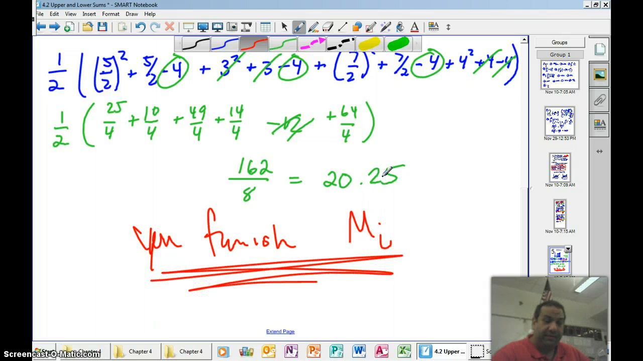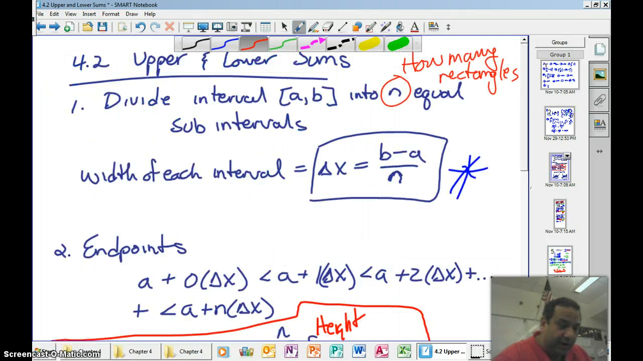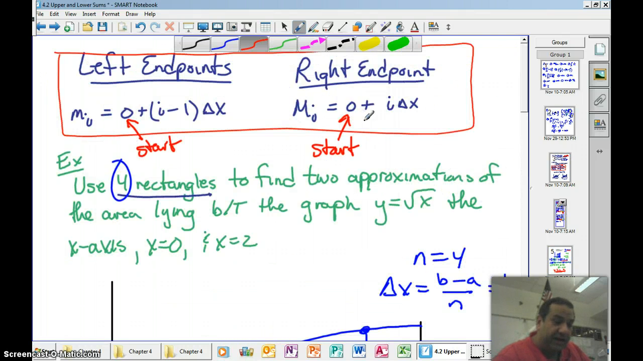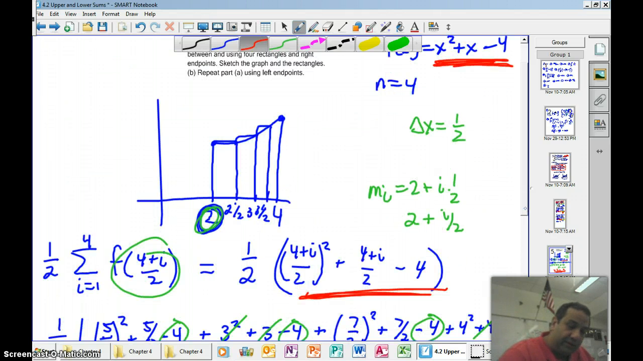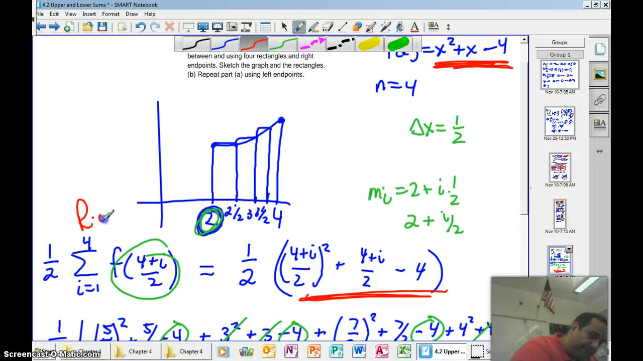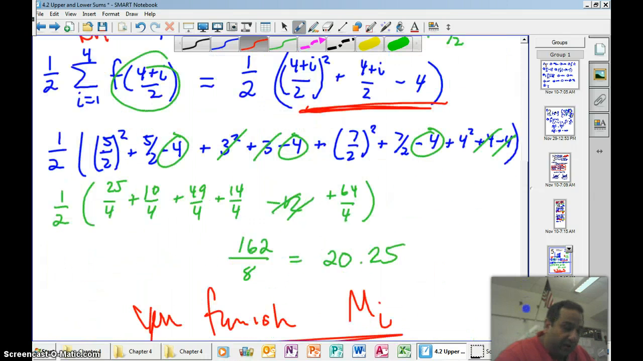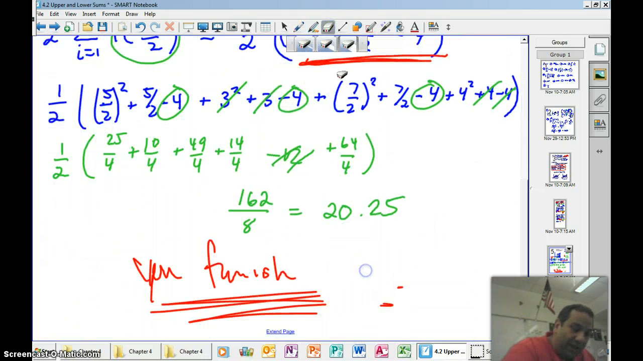This is the small m of i, and you can follow my work. You are to finish the big M of i. And if you want the formula, I've got it right here. The big M of i is the start, which is 2. Oh, I messed up. This is actually doing the right endpoint. So this is actually the big M of i. I want you to finish and do the smaller m of i.